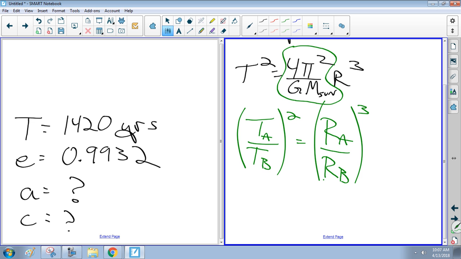So, I guess that still doesn't really help us because now I need to know the orbit radius for the Earth, don't I? Damn it.